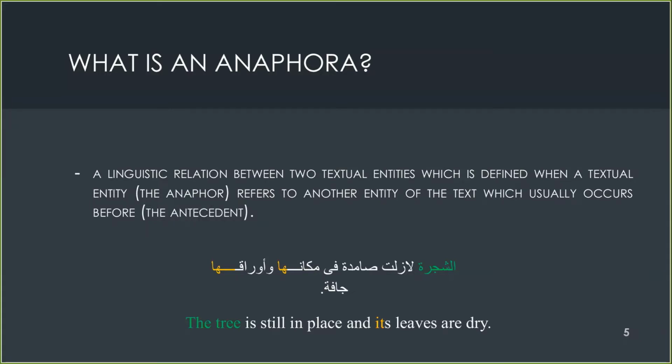Moving on, we will give a brief definition of anaphora. Anaphora is a linguistic relation between two textual entities. It is defined when the textual entity, which is the anaphora, refers to another entity of the text, which usually occurs before. Not all the time does it occur before, because there are some types of anaphora where the previous entity or the reference occurs after them.